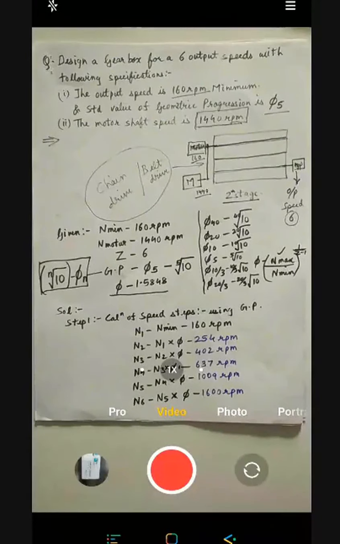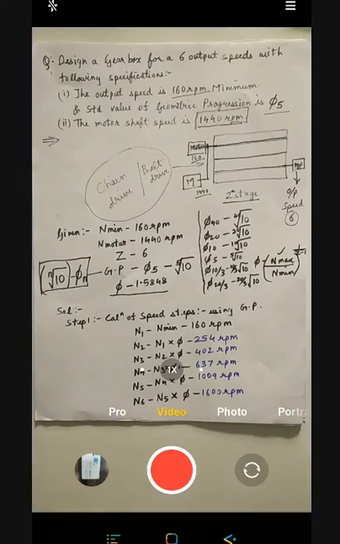So just to explain, in the beginning I drew a line diagram of a gearbox. Later, in the last step, we will draw the exact gearing diagram and a layout of the gearbox. So we started with what was given to us: minimum speed, motor speed, and then the number of output speeds, that is Z. Then the geometric progression standard value was given as phi.